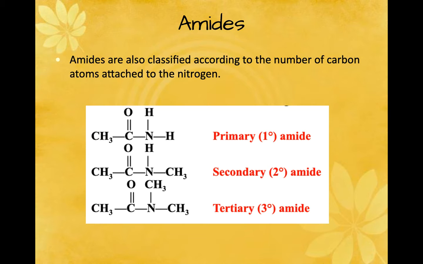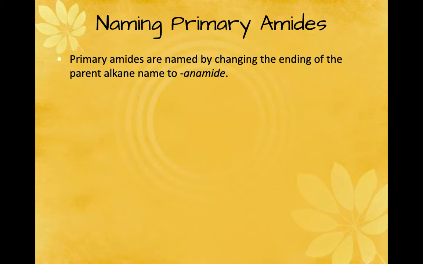Amides are also classified according to the number of carbon atoms that are attached to the nitrogen. So when the nitrogen's attached to only the carbon of the carbonyl group, and there are 2 other hydrogens, this is a primary amide. When the nitrogen is attached to another alkyl group and only 1 hydrogen, it's a secondary amide. And when the nitrogen is attached to all carbons, it is a tertiary amide. And like with amines, we're going to just look at the primary amides.